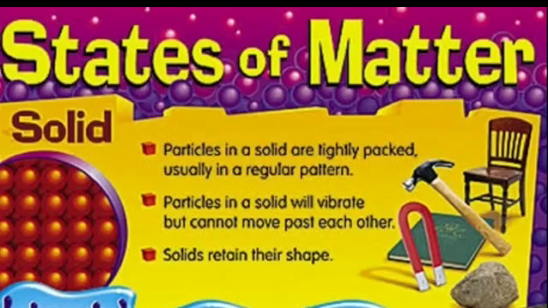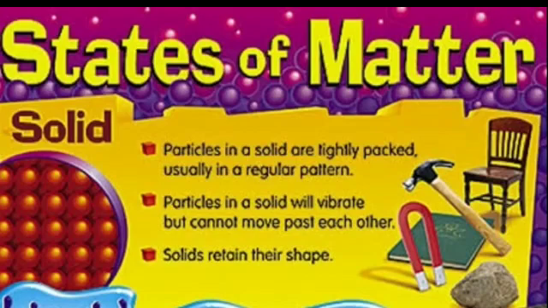As you can see in this picture, some examples of solids are a chair, a notebook, a magnet, a piece of stone or rock, and a hammer. In all these cases, the atoms or the particles in it are tightly packed. As you can see in that round, the red ones are the particles in a solid. They are tightly packed in a regular pattern, and particles in a solid will vibrate but cannot move past each other.